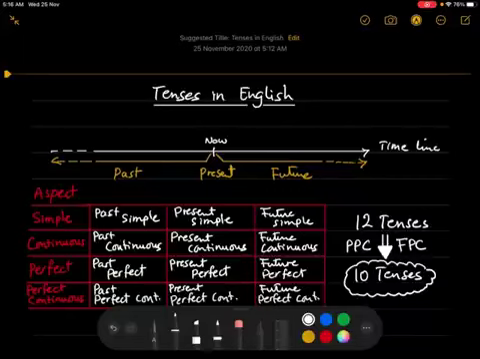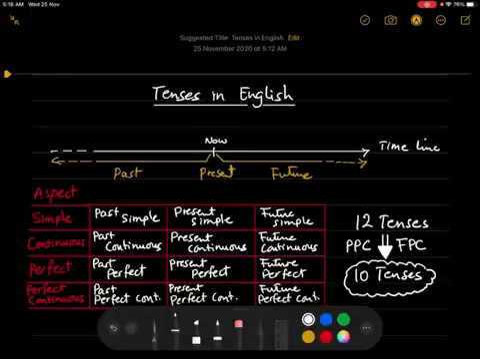Let's talk about tenses in English language. If we want to start talking about tenses in English language, we have to know first the timeline. The timeline starts from the past time and passes by the present time and continues in the future time. We can easily mark the timeline with the point now, which represents the present time.